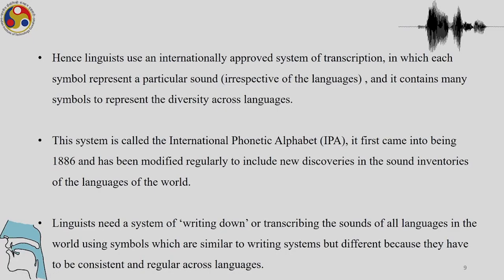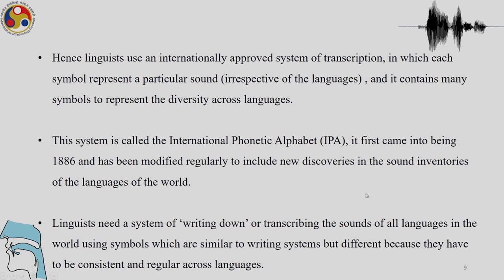So coming back now to how to represent sounds of the world's languages, we can talk about not just English, but we can think about all the other languages of the world. And we have mentioned in our first slide that many languages in the world do not have a writing system. How do we understand what the sounds of those languages are? So linguists use an internationally approved system of transcription in which each symbol represents a particular sound, irrespective of the languages, and it contains many symbols to represent the diversity across languages. This system is called the International Phonetic Alphabet, and it first came into being in 1886 and has been modified regularly to include new discoveries in the sound inventories of the languages of the world.